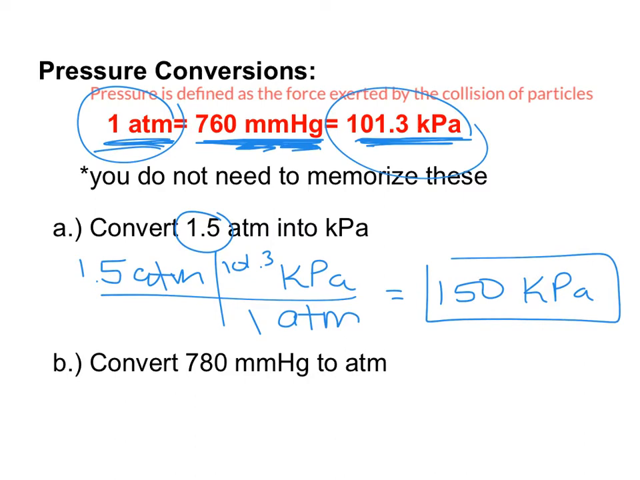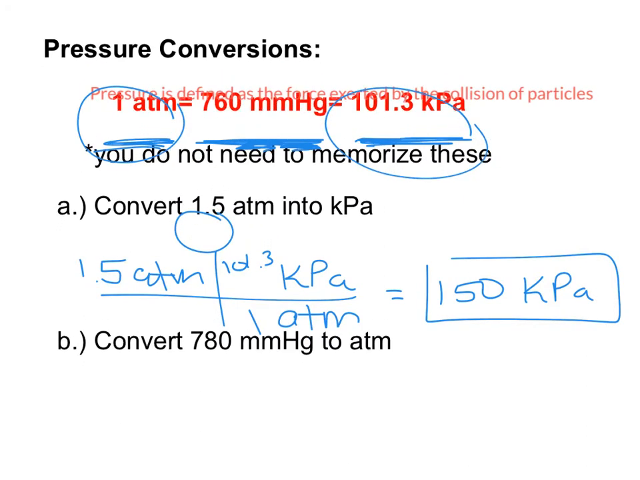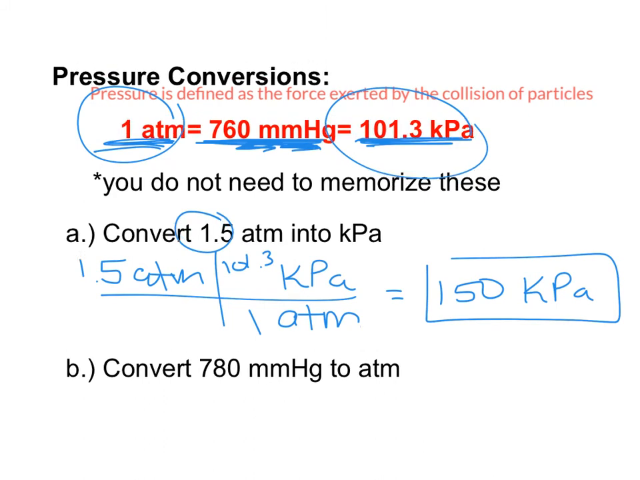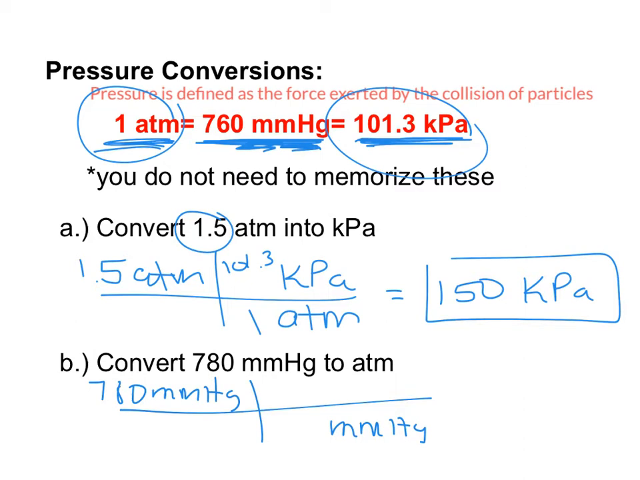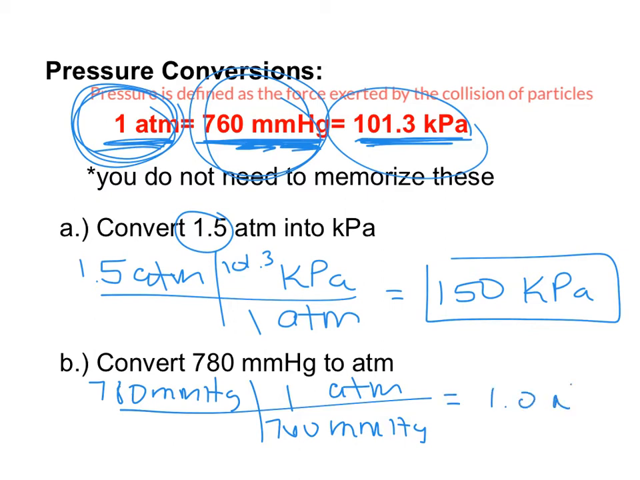Our second conversion is with millimeters of mercury. So we're going to start off with 780 mmHg. So we're going to have to put mmHg on the bottom there and convert that to atmospheres. So atm up top. We've got 1 atmosphere for 760 millimeters of mercury. So we take 780 divided by 760, you're going to get 1.02631. Got to round that to 2 sig figs, so we're going to end up with 1.0 atm.